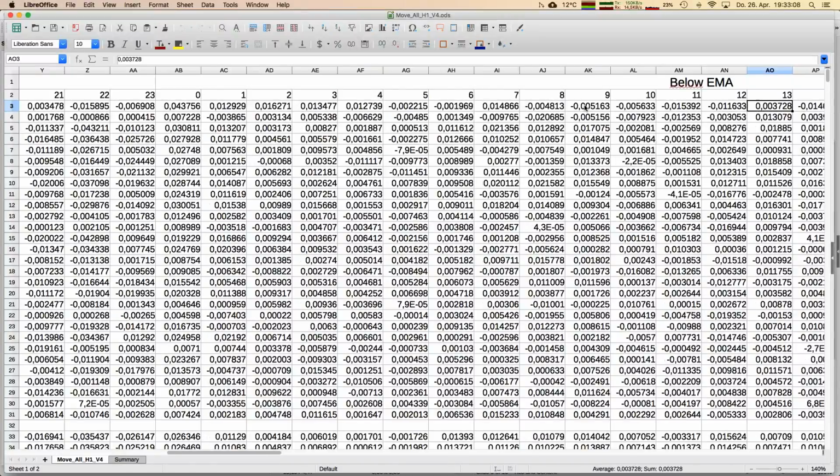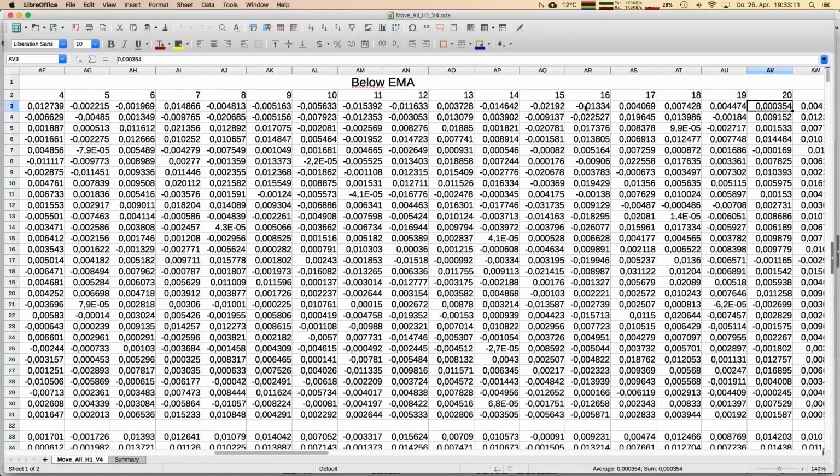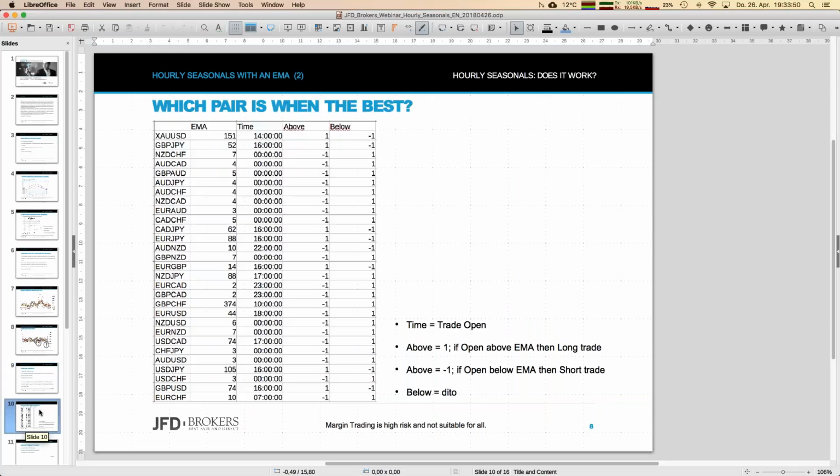And the same I have done for below EMA, because of course our open of that candle can be below a certain EMA, and then we have the other numbers. So you see here already that statistical edge. Sometimes it's going long, sometimes it's going short. And I have been interested in what are the best times for each Forex pair. And that kind of analysis I have already summarized for you within one slide. And let's directly look at that.